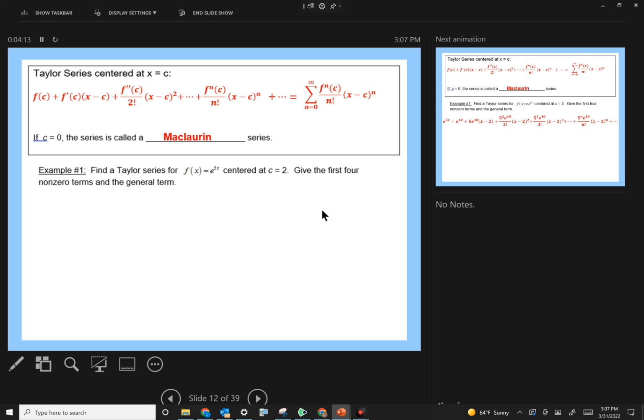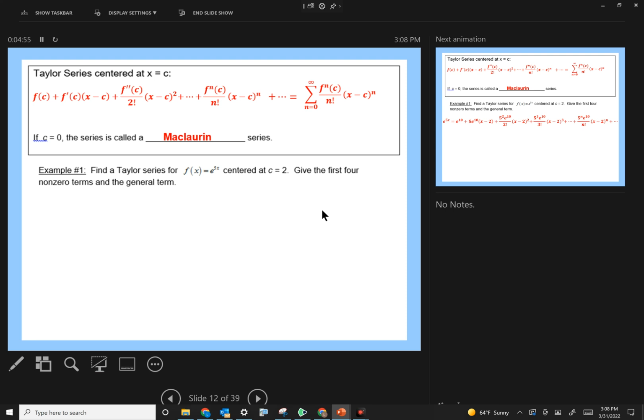X minus 2, because it's centered at 2. And then the second derivative is 5 squared e to the 10th, x minus 2 squared over 2 factorial. Hey, how many non-zero terms do I have right now? 3. So I really only need one more, right? Yeah. Because that first one counts. And so what am I on? Third derivative, 5 cubed, x minus 2 cubed, over 3 factorial.